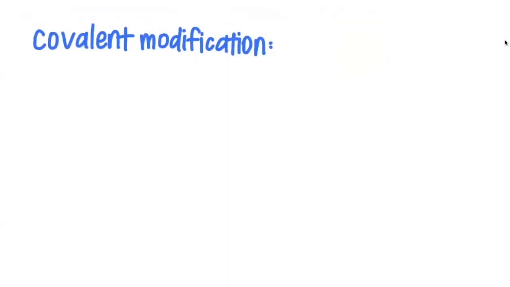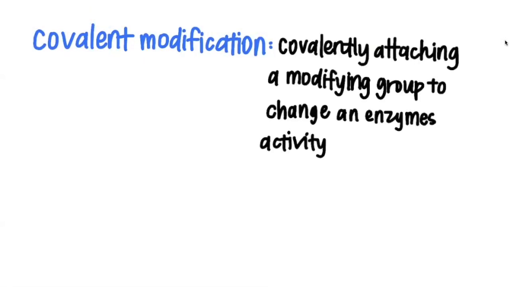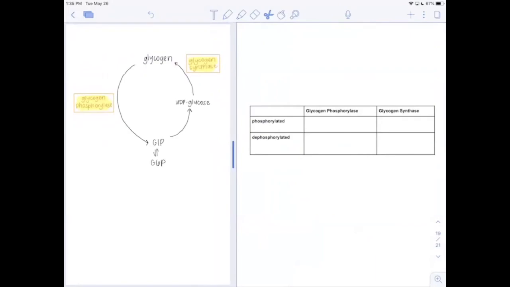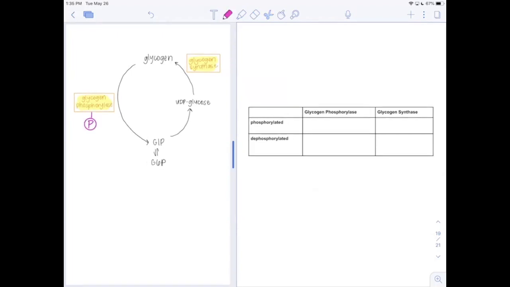The definition of covalent modification is covalently attaching a modifying group to change an enzyme's activity. We typically see this with a phosphate, an alcohol, etc., but in this case, a phosphate controls if the enzyme is on or off. Here I have a table and a very simplified diagram of glycogen metabolism to visualize that regulation. When glycogen phosphorylase is phosphorylated, the enzyme is on, and therefore breaking down glycogen.